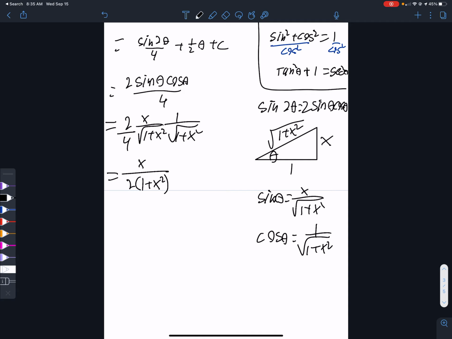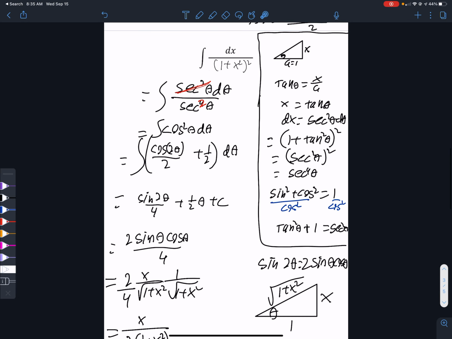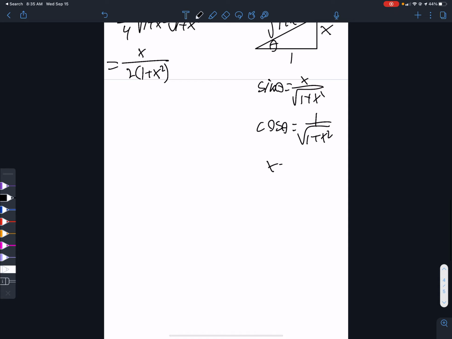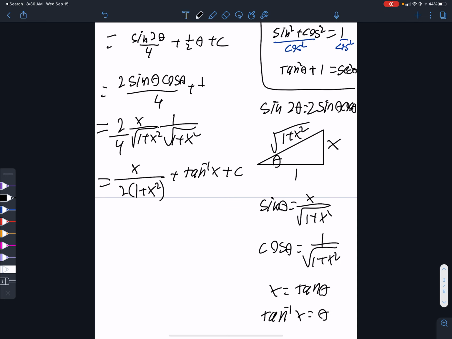Now we have to deal with that theta. What do I replace theta with? So let's take a look at our original substitution. If you solve for theta, so let me do x equals tan theta. We got that. So how do we solve for theta? Arctan. So arctan x equals theta. So we're going to replace all that with an arctan x. 1/2 arctan x plus c. That should have been up here.